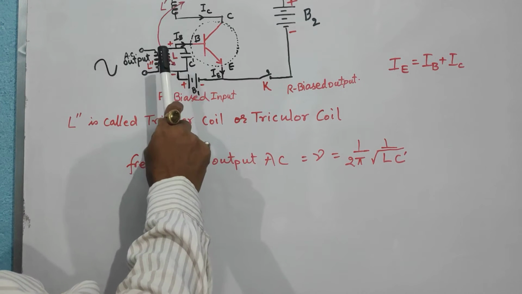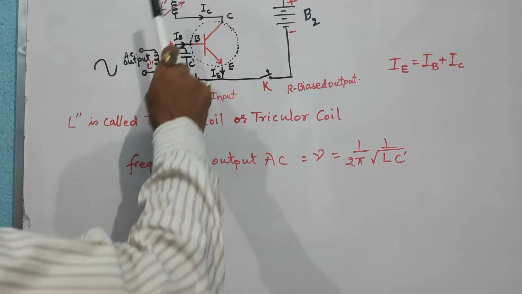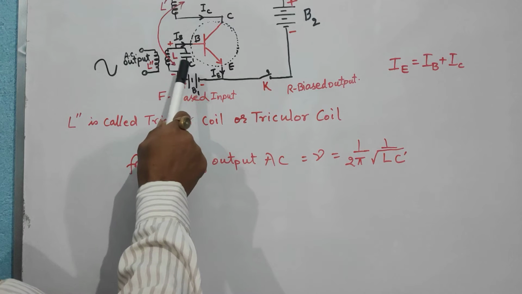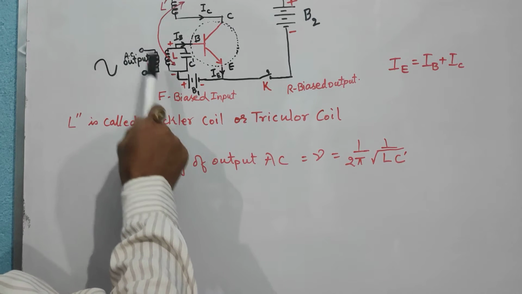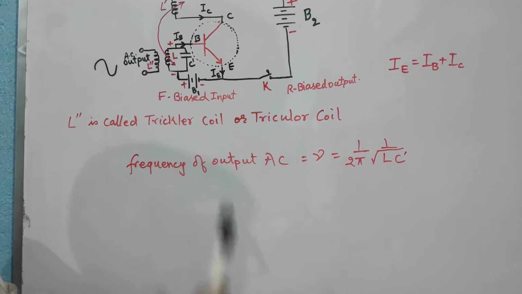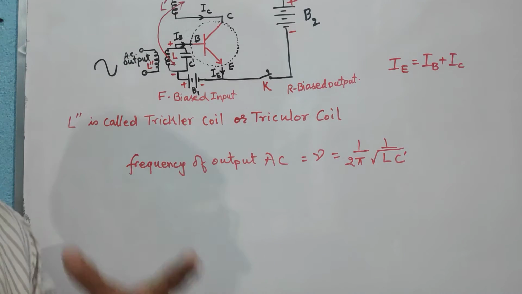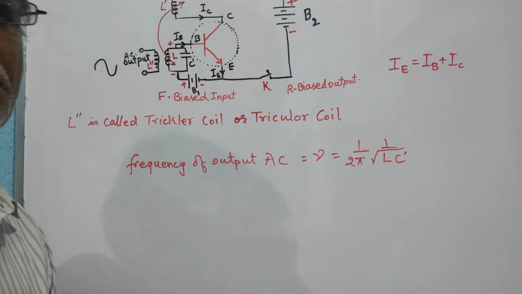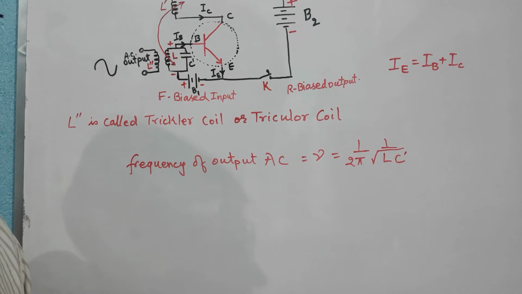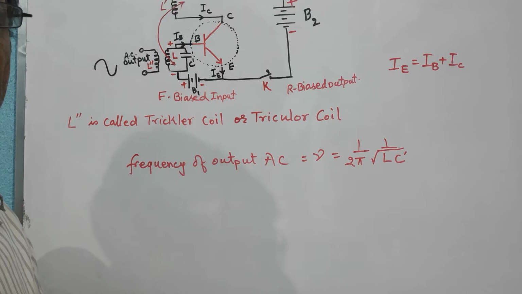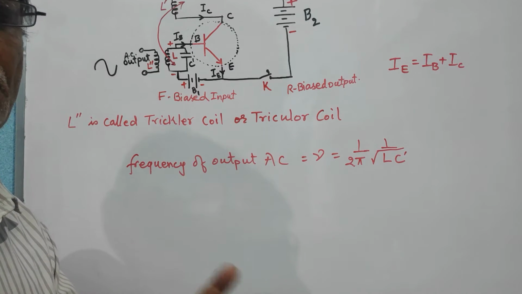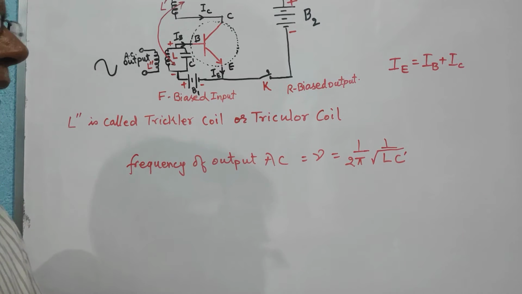The coil L is mutually coupled with another coil L dash, and also with yet another coil L double dash. That means the same three coils, made of insulated wire, are wound over the same core material, so that they all remain mutually coupled with each other.